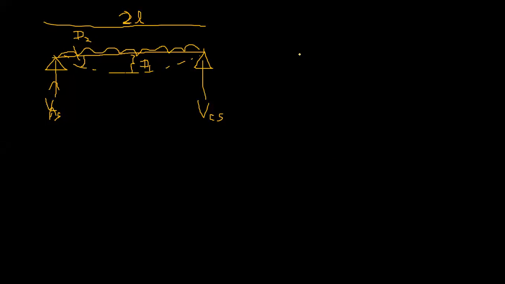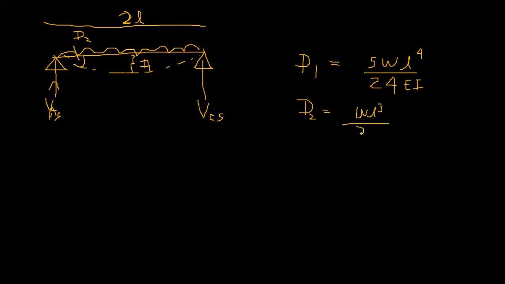So your D1 was 5WL4 over 24 EI, right? And D2 was WL cubed over 3EI. Because your L is actually 2L, okay? In the appendix, you have single L, right?